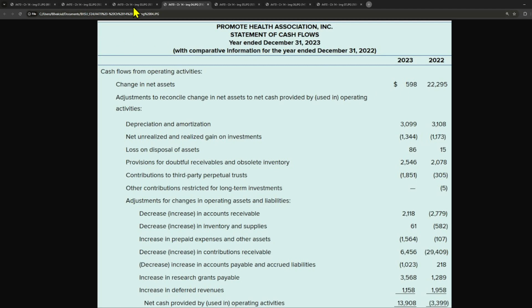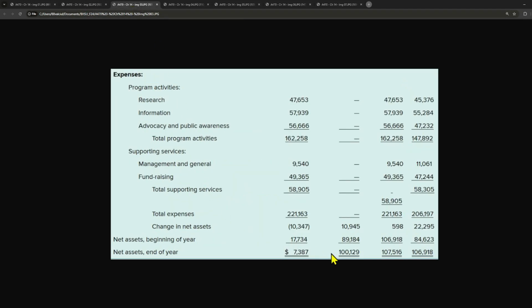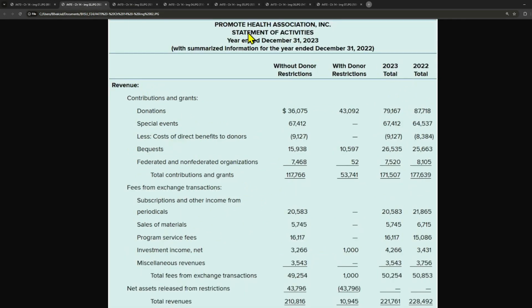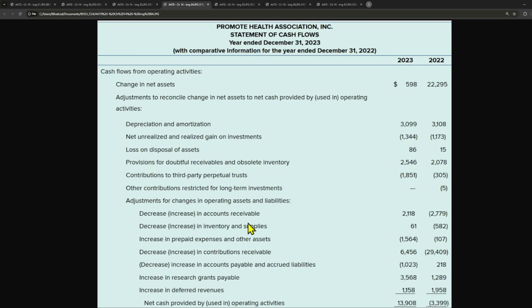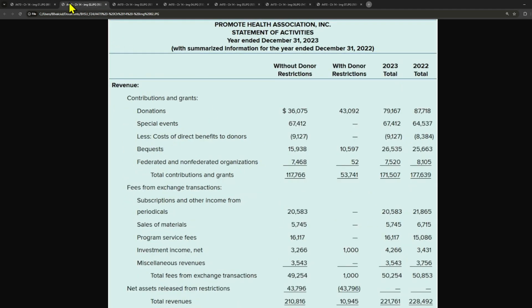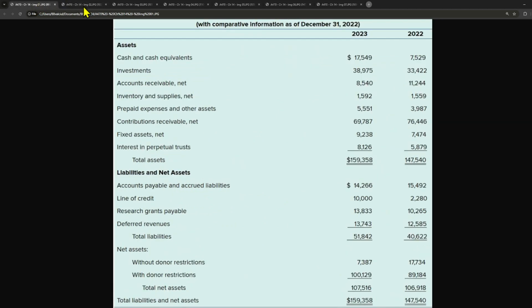Now, if we were to go back here and look at the difference between net assets for 2023 and 2022, you would see that that is 598. And when I went to check something like the increase or decrease in accounts receivable, 2118, well, I wasn't able to do that because when we look at the balance sheet, the accounts receivable is net. So I would have to have the gross amounts to be able to double check it. But it's in the ballpark, so it looks correct. I wasn't able to confirm all the numbers though.